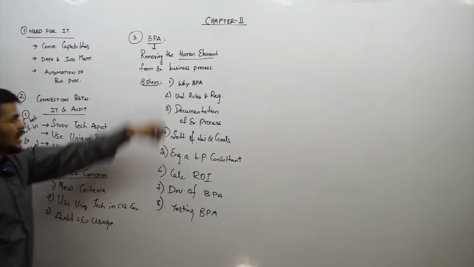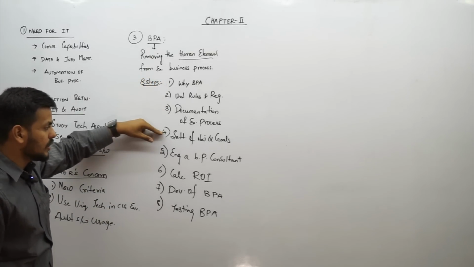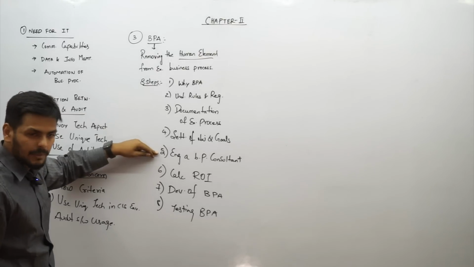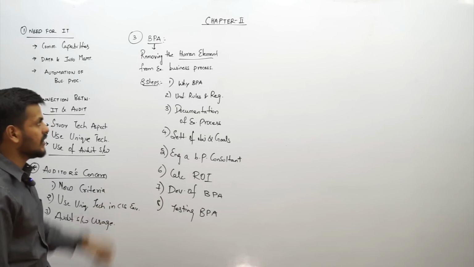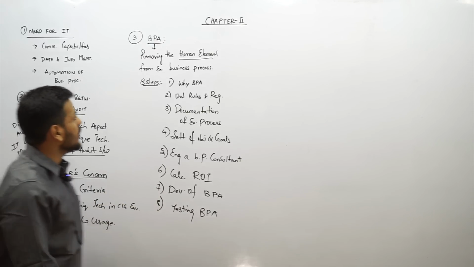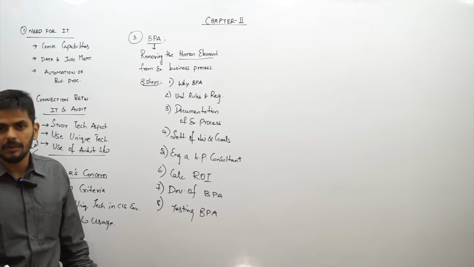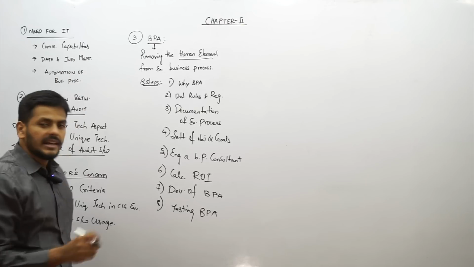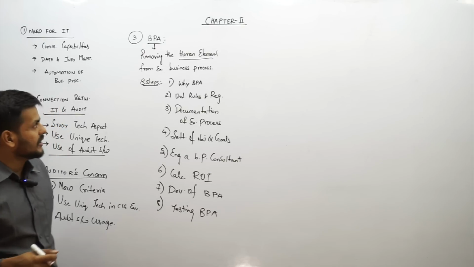Once again, everybody, why BPA? Understanding rules and regulations, documenting, setting of objectives and goals, engaging a business process consultant, calculating the ROI, development of the BPA and testing and training the BPA. That's what BPA is all about. Then moving up, we have the 3 very important activities that are done in BPA, right? Integration, orchestration and automation.